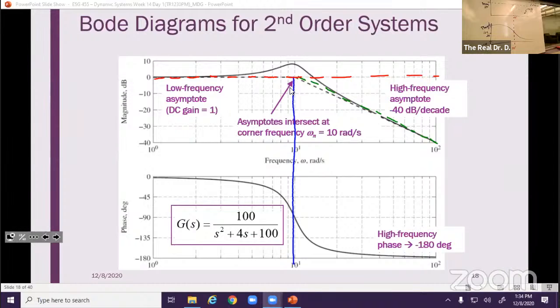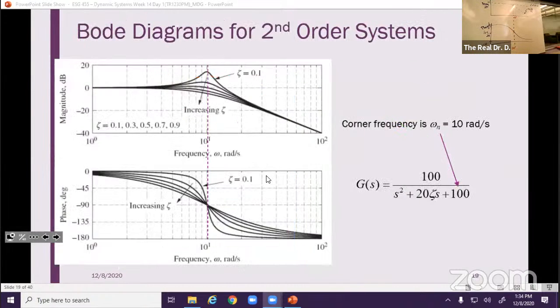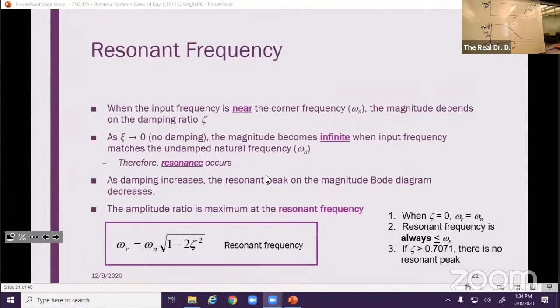So if you were given a Bode diagram, how would you find the resonant frequency? You just go to wherever the maximum magnitude is and you drop down and tell me what the frequency is, right? But what if you weren't given that and you wanted to calculate it? Well, we have this equation here, right? Let's talk a little bit about resonant frequency, right?